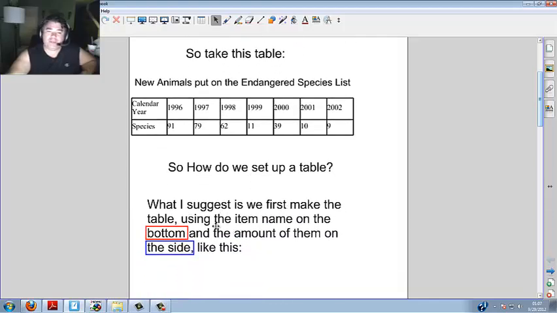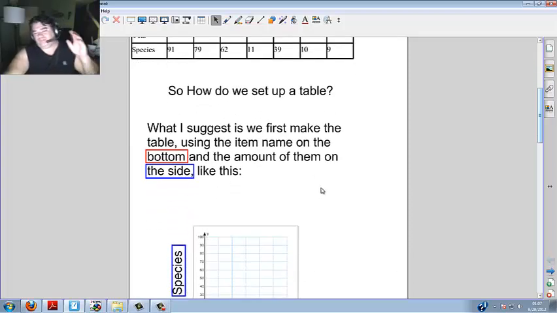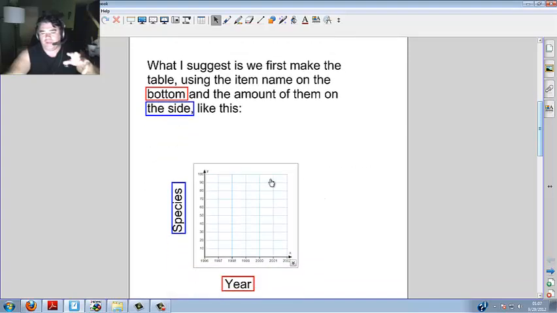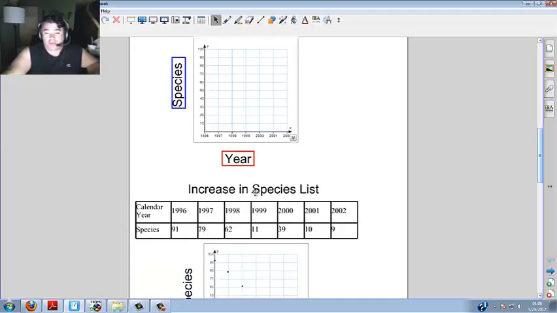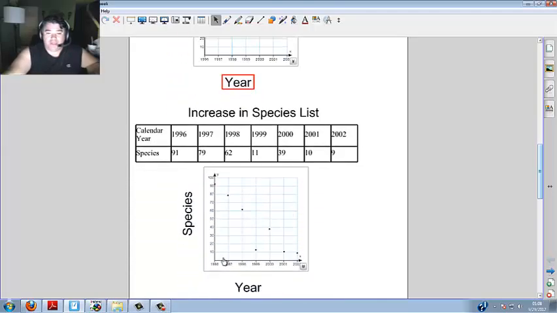What I suggest is that we first make the table using the item name on the bottom and the amount of them on the side. You can use either way, but for me, I like an amount I'm going to count on the side, and then the item data or the year or whatever's on the bottom. That's just me though, but the countables I usually put on the side. So I'm going to put the increase in species list. So if you notice, in 96 it was 91, excuse me, then 79, then 62.